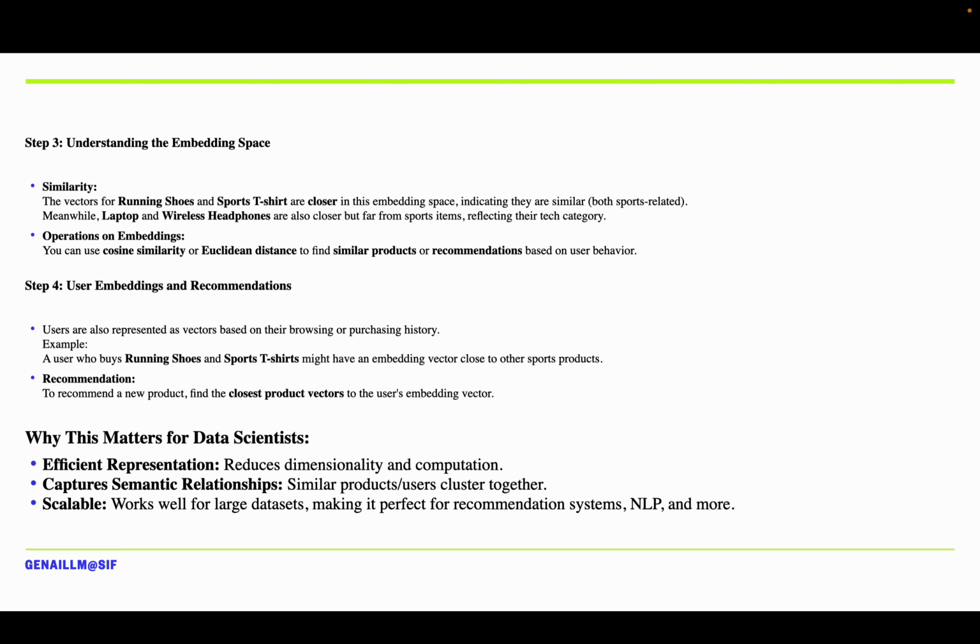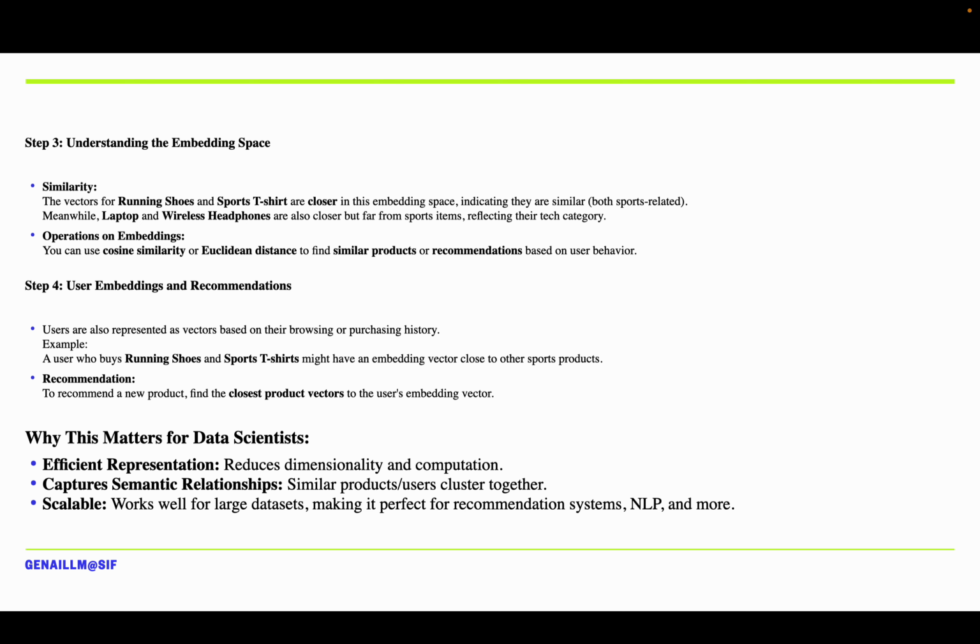Understanding the embedding space: the vectors for running shoes and sports t-shirts are closer in the embedding space, indicating that they are similar products, while laptop and wireless headphones are closer to each other but far from the sports items, reflecting that they are a different category. For operations on embeddings, you can use cosine similarity or Euclidean distance to find products or recommendations based on user behavior.